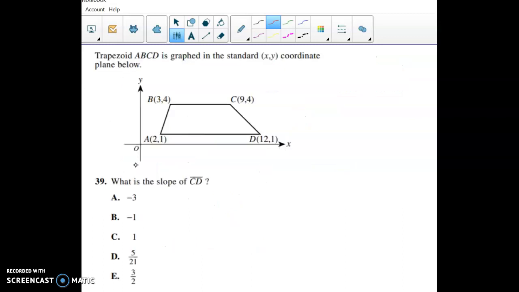All right, so slope CD. Again, pause the video and give it a shot before continuing. All right, so first thing I would realize here is that this is going downhill as we go left to right. So it has to be a negative slope. I think of a little guy walking left to right, and if that guy is walking downhill, right, it's a negative slope. So it's got to be either A or B.